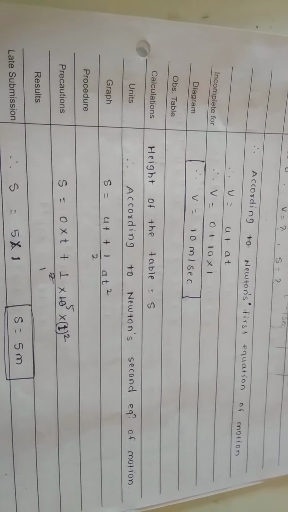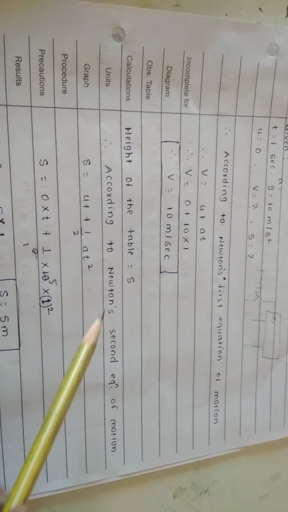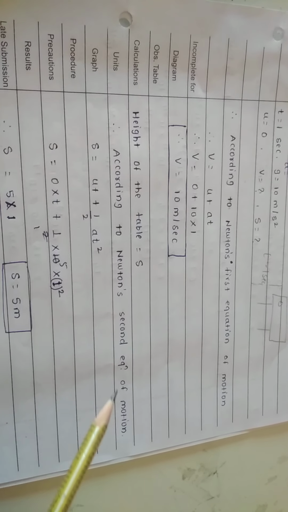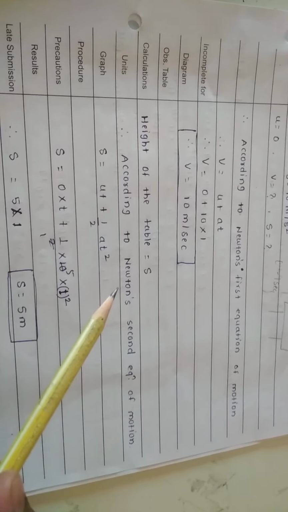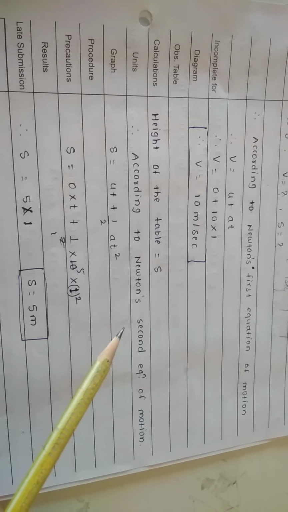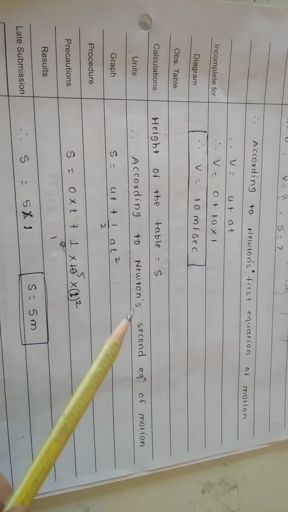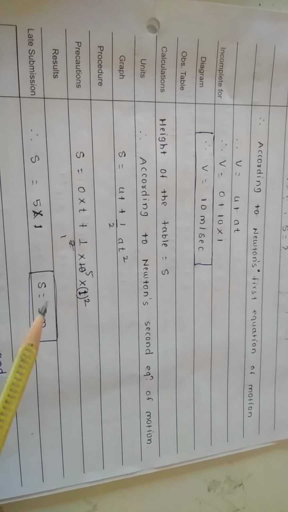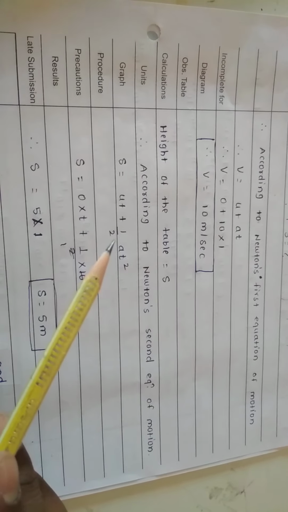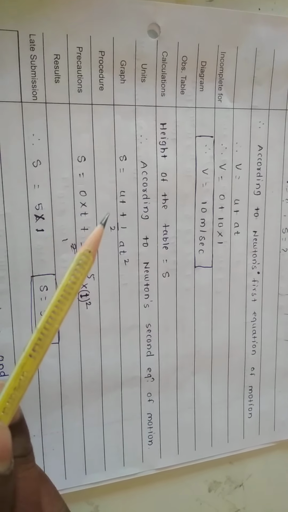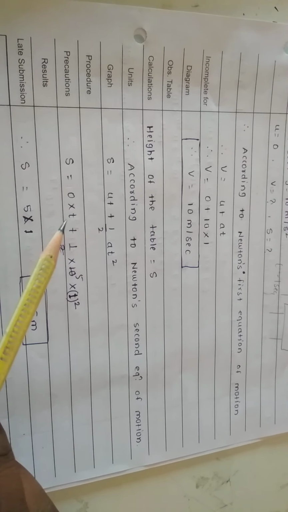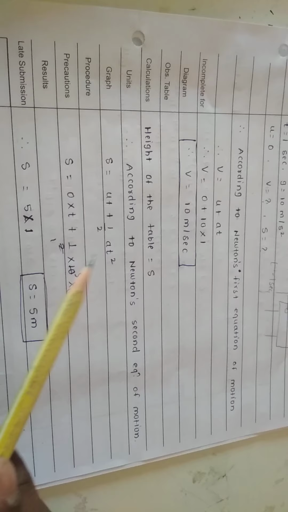Next, we have to find out the height of the table, that is s. Therefore, according to Newton's second equation of motion, here we can use Newton's third equation of motion also. If we solve it by using the second equation or the third equation, the answer remains the same. Therefore, s is equal to ut plus half at square.